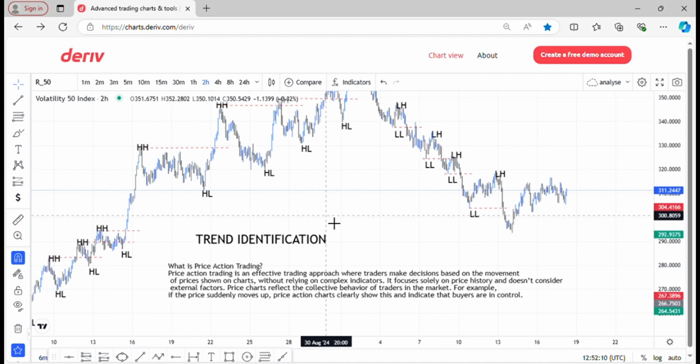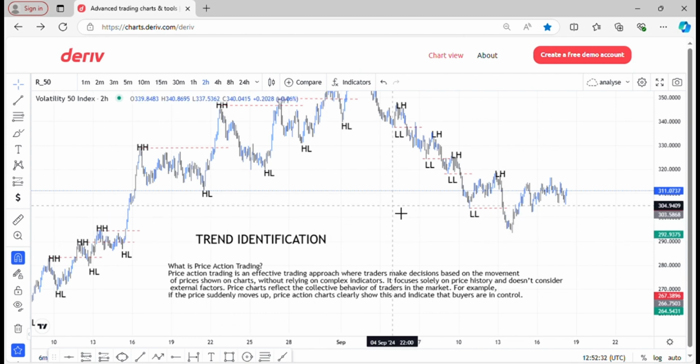You hear some people making statements like "market structure is king." That's what I'm talking about here. We'll go through the whole process of trend identification. First of all, I'll be talking about price action trading. That is what I know, that's what I use, and that's what we're talking about.